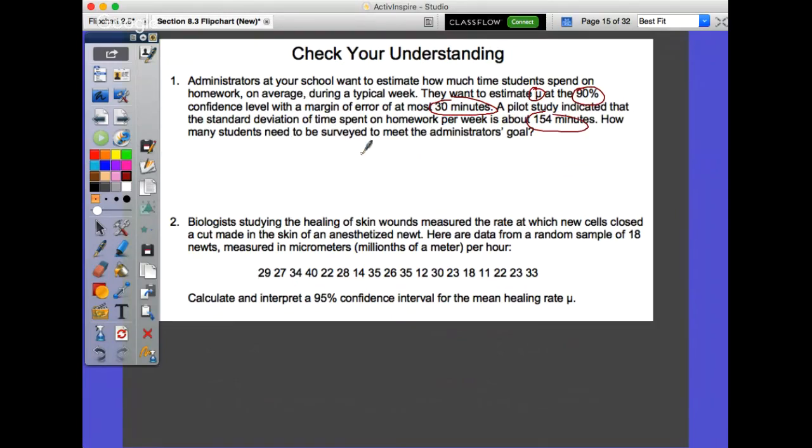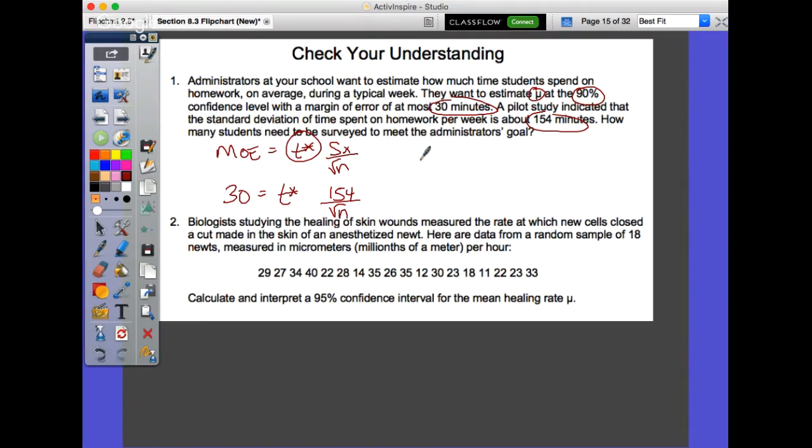How many students need to be surveyed to meet the administrator's goal? Well, the key is the margin of error was given. So we're going to take our ME and set it equal to t star times s of x over the square root of n. The margin of error is 30, and t star is something we don't know. We're looking for t star. S of x is 154, and we're looking for the square root of n.